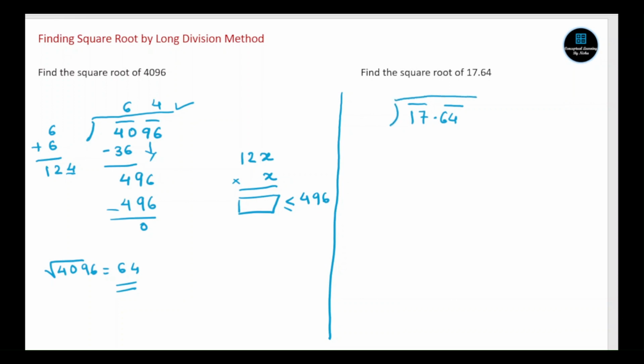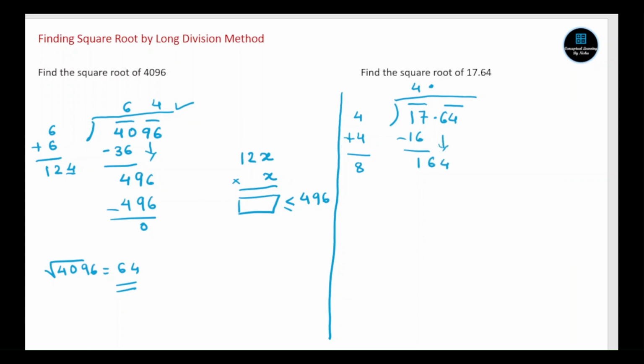Now same method. Think about a perfect square which is 7 or less than that. So 4 square, 4 times 4 is 16. I subtract, I'll get 1. Add 4, don't forget this very common mistake. So you'll get 8 here. Put the decimal point. Again a common mistake.